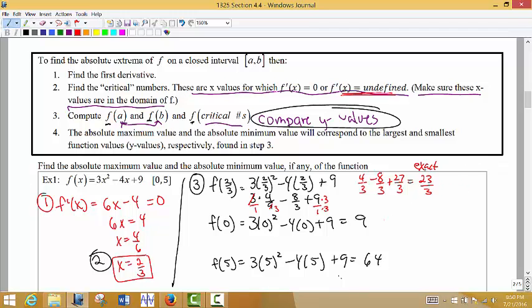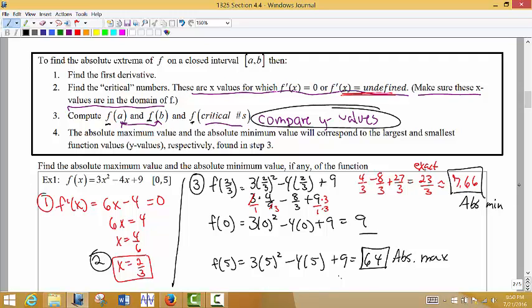It's hard to tell exactly what that number is in comparison to the others, so we'll put that into our calculator so we can do the comparison. I get 7.66. So we want to compare the y values and see which one is the highest. Here's the highest, so this represents the absolute max. And this one's the lowest and represents the absolute minimum value of the graph.